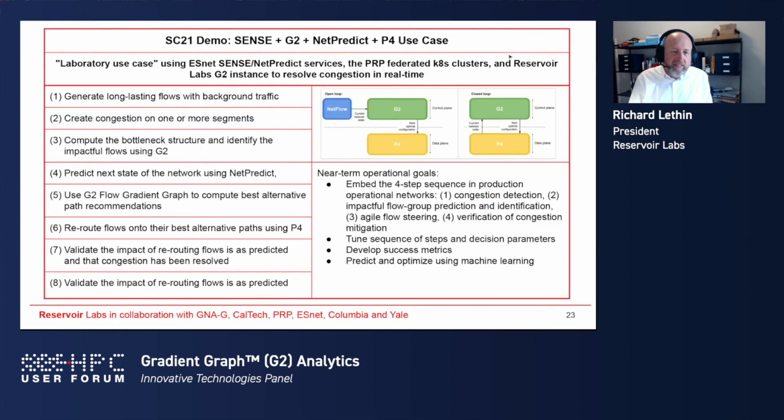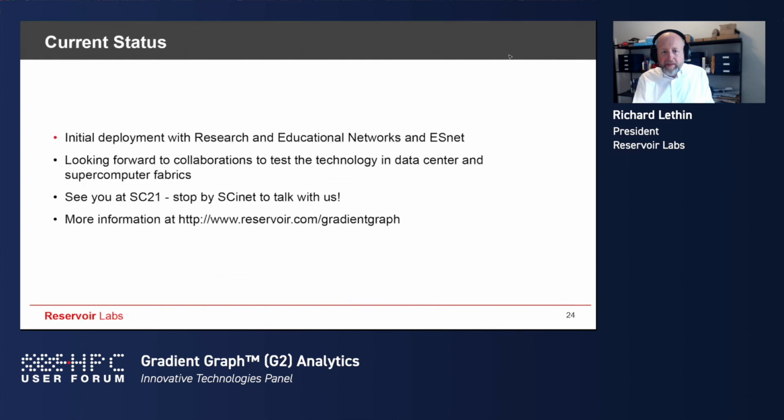So if you're interested, go to our website. We have our various papers. Also, we'll be at Supercomputing in SciNet in a collaboration with several of the research networks out there, GNAG, Caltech, PRP, ESNet, and with our collaborators at Columbia and Yale. So those experiments are being designed right now.